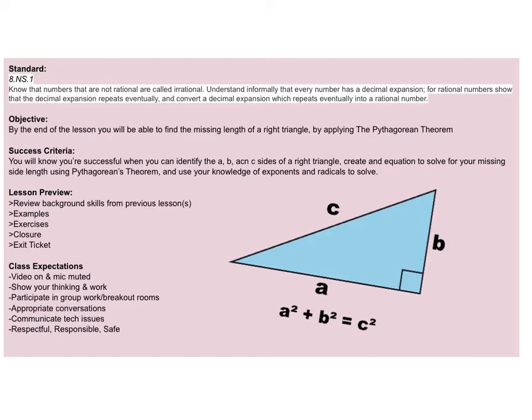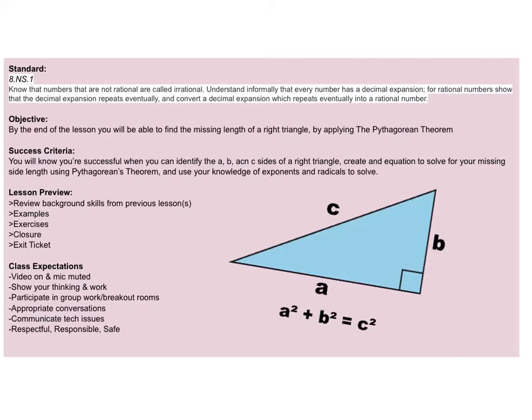The objective is that by the end of the lesson you'll be able to find the missing length of a right triangle by applying the Pythagorean theorem. You'll know you're successful when you can identify the A, B, and C sides of a right triangle and create an equation to solve for your missing side length using that theorem. You'll be using your knowledge of exponents and radicals to solve. So that's what we're going to do today.